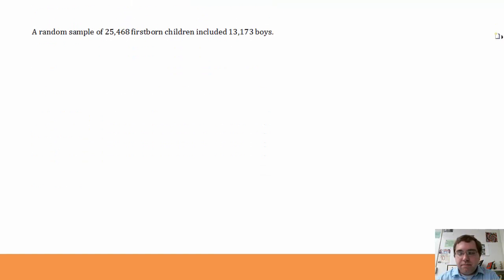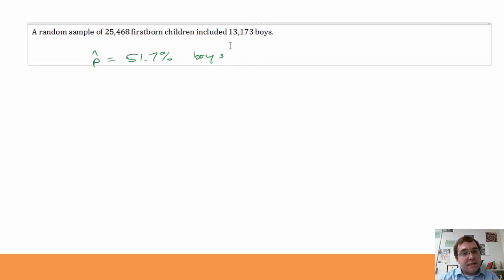So let's say we did. Let's say a random sample of 25,468 firstborn children included 13,173 boys. If you do the division, that means there's a p-hat of 51.7% boys in that sample. So in that sample, the majority are boys, a small majority, but a majority. Therefore, it must be true that boys are born more often than girls, right?